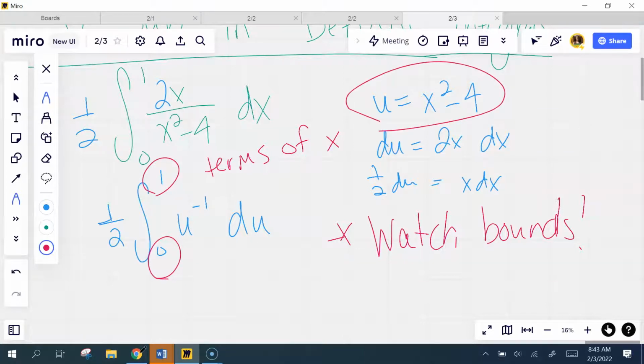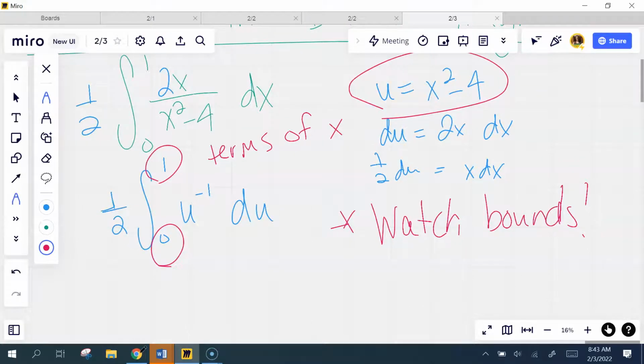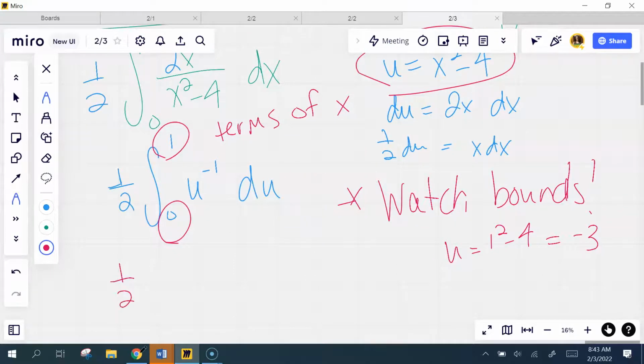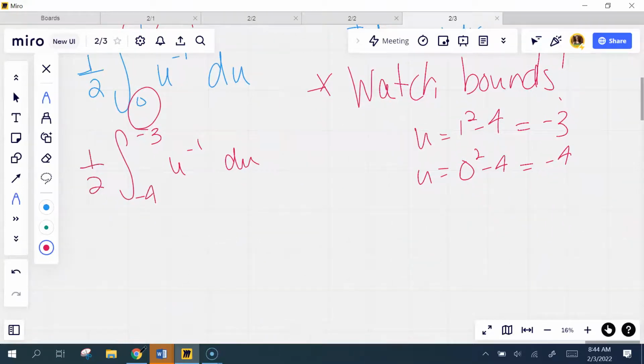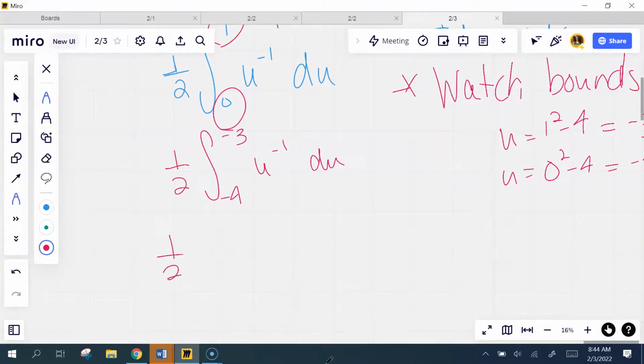You just plug it in to what your u is. So for this one, 1 squared minus 4, negative 3. And then when it's 0, negative 4. The nice thing here is I'm never going to have to go back in and sub back in for u, because these are in terms of u now. So I can just say, what's the antiderivative of u to the negative 1?